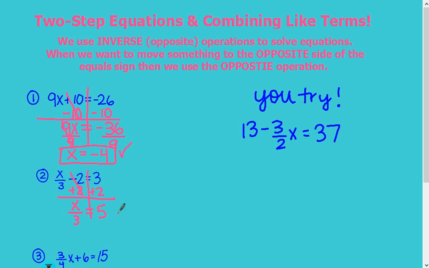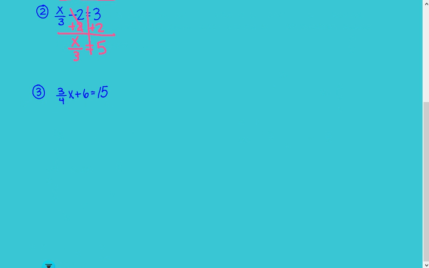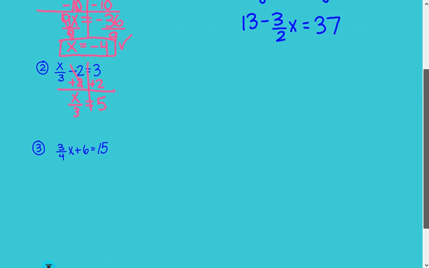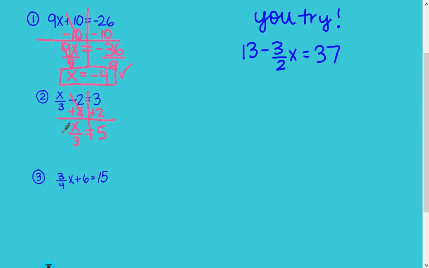Now again, practice reading those statements to yourself. Something divided by 3 equals 5. What is the opposite of dividing something by 3? Well, that would be to multiply by 3. So I multiply this side by 3, and whatever I do to one side, I have to do to the other. This gives me 3x divided by 3, which simplifies to 1x equals 15.